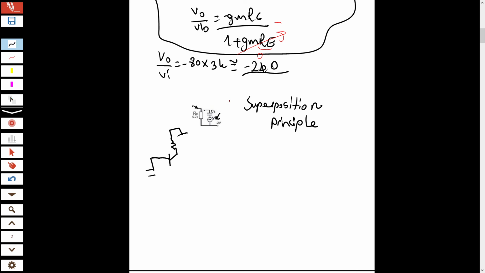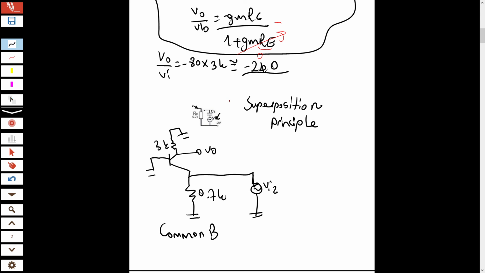Here is 3K in the AC case. This time there is 0.7K and the capacitor is short circuited. There is V input 2 and V output is here. So what is this? This is the common base gain. What was the common base gain formula?